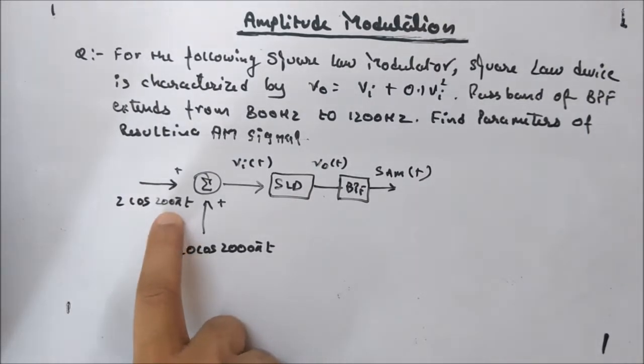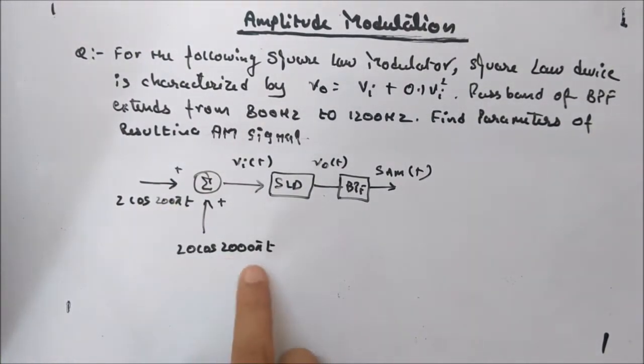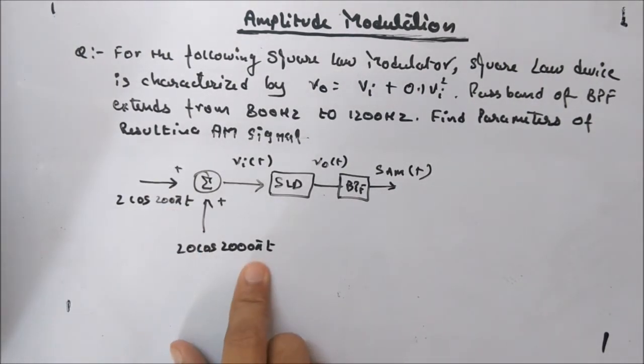You can see the frequency of the message signal is way less than the frequency of the carrier signal. It means the bandwidth it will consume will be very small compared to the frequency of the carrier signal.